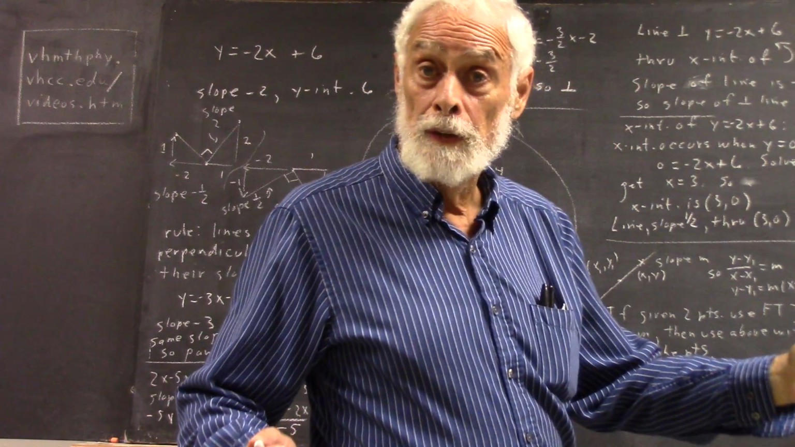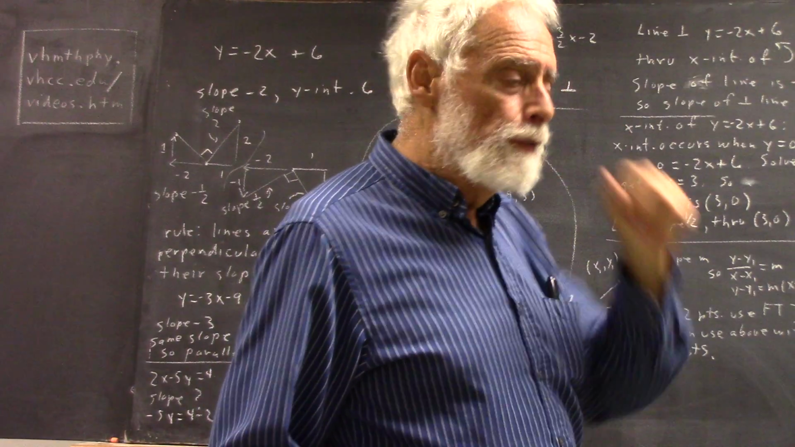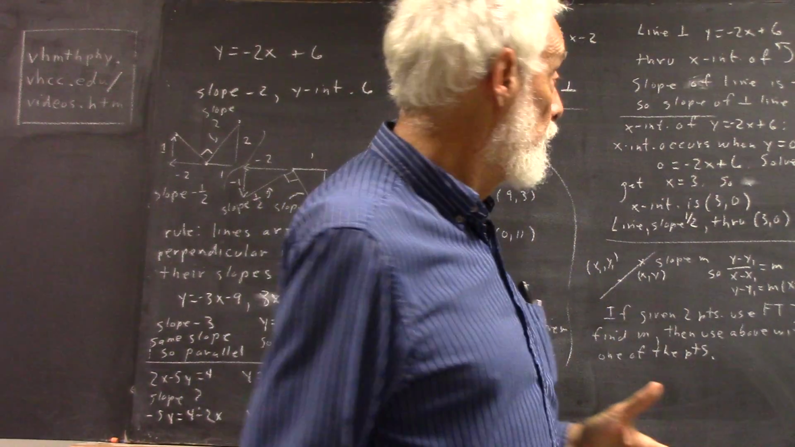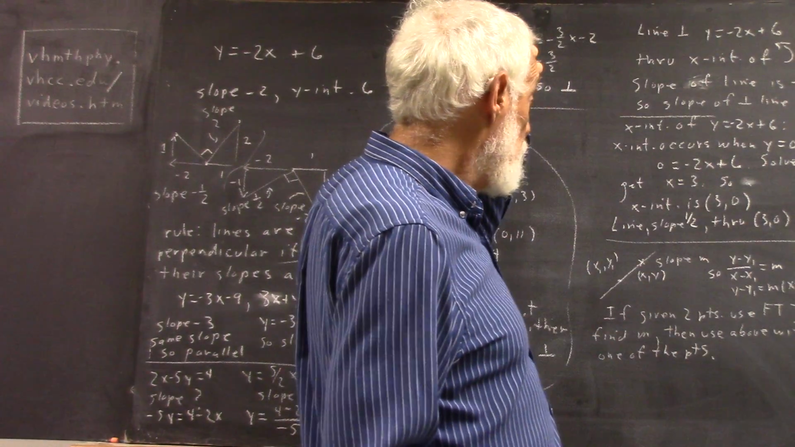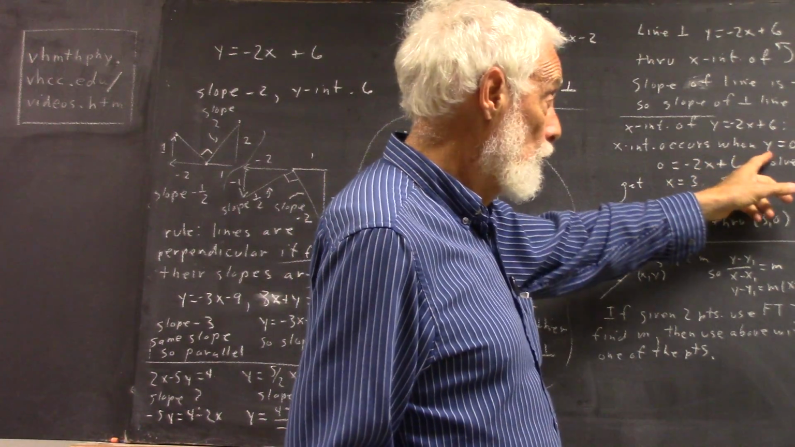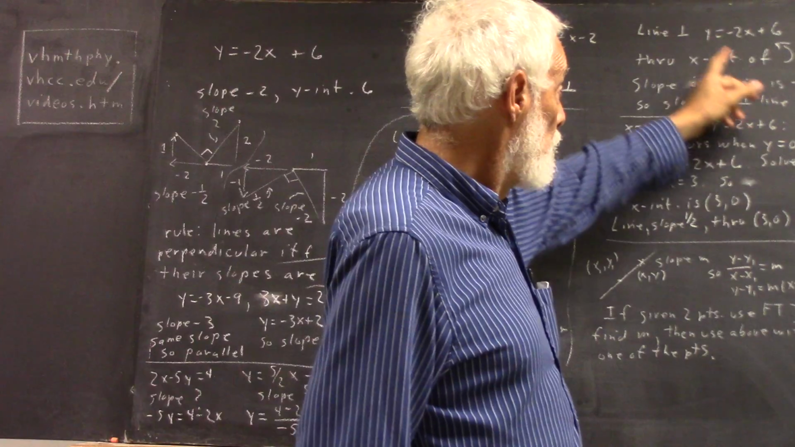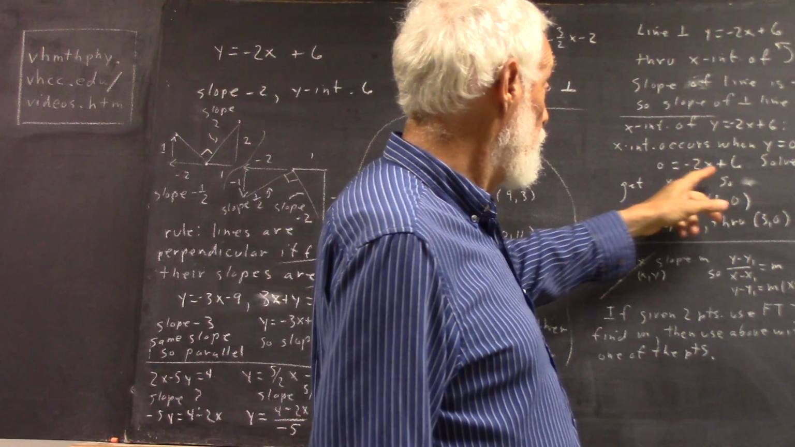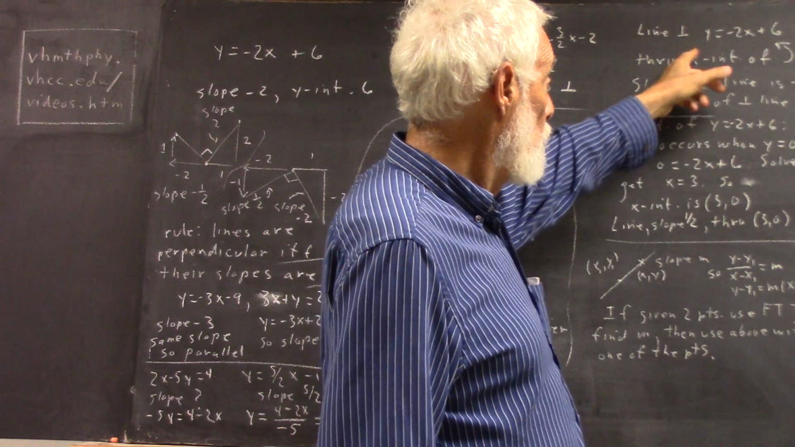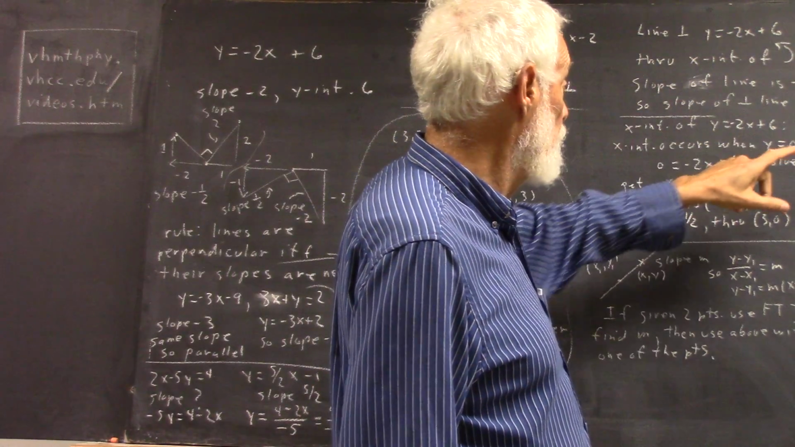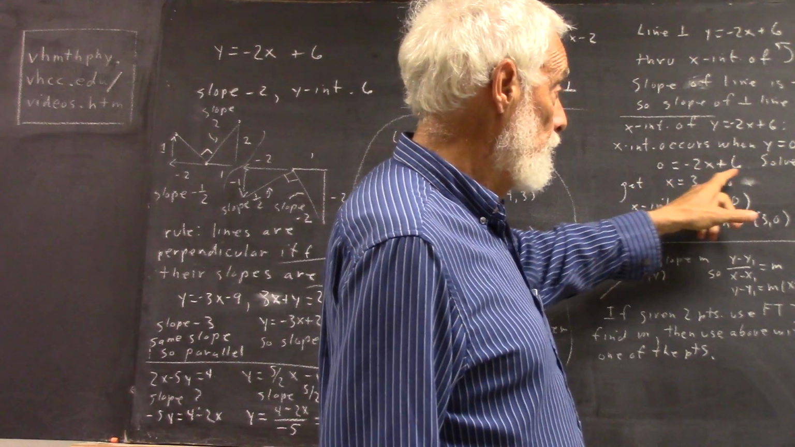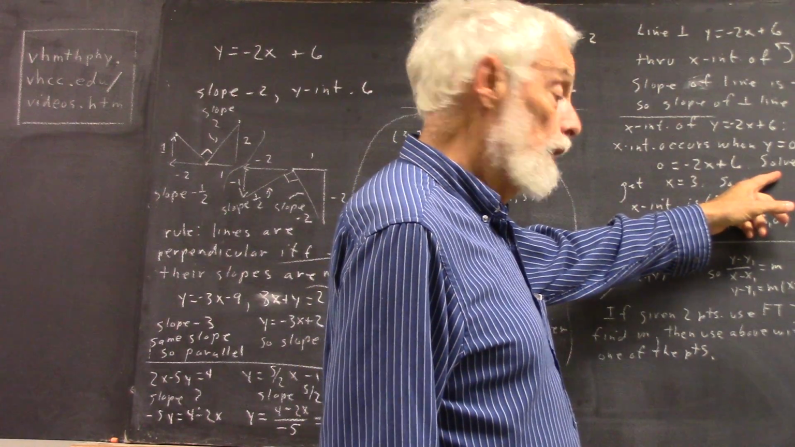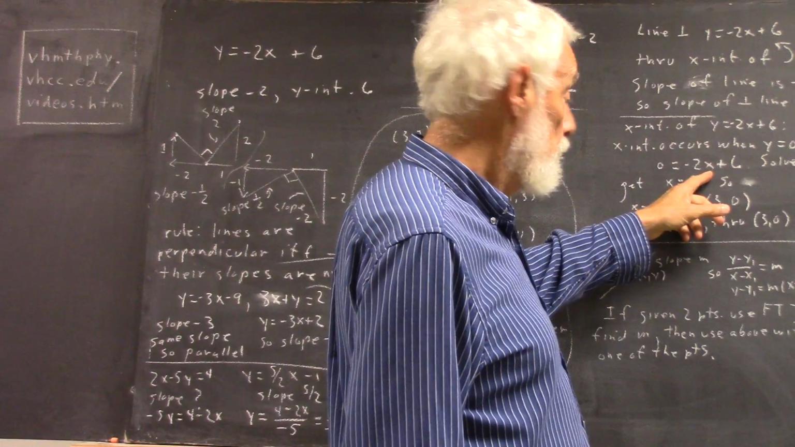Okay, then we have to find the x-intercept. And of course, to find the x-intercept, we have to know what we learned in our preceding class, which is that the x-intercept occurs when y equals 0. So we take this equation and substitute 0 for y. Instead of y equals negative 2x plus 6, if y is 0, we get 0 equals negative 2x plus 6. Then we solve that to get our value of x.